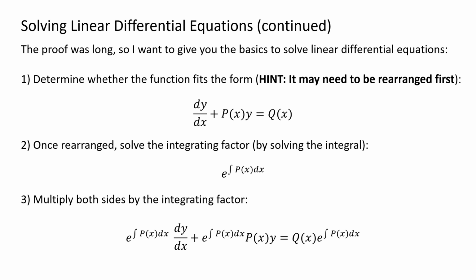Once you have it in that form, you determine what your p of x function is, and you find your integrating factor, which is e to the integral of that function p of x dx. Once you determine that integrating factor, you substitute it in by multiplying both sides by that integrating factor. Remember, you can multiply both sides by anything as long as you do the same thing on both sides of the equation, and that's all we're doing here. Usually this e function simplifies to something a little simpler than what I show, but this is just the basic form.